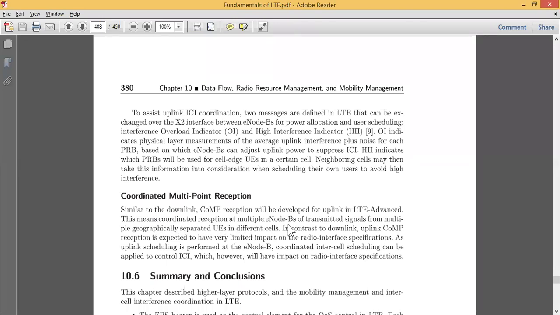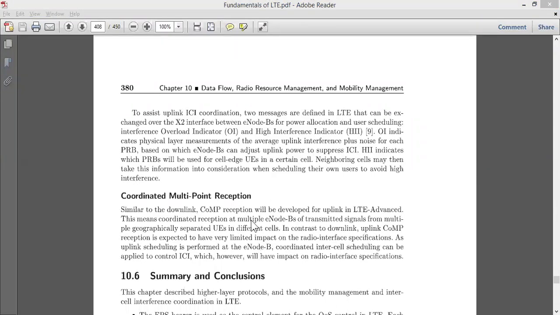With this particular multi-point reception, you may also make use of multiple nodes. Instead of one node, you may go for a multi-point node, where the transmitted signal from multiple geographically separated user equipments in different cells can be used. Again, with respect to the downloading, here the uplink coordinated multi-point reception is expected to be very limited. You cannot go for very high impact, so instead you go for limited capacity, so that you can even have better efficiency with this particular radio interface specification.